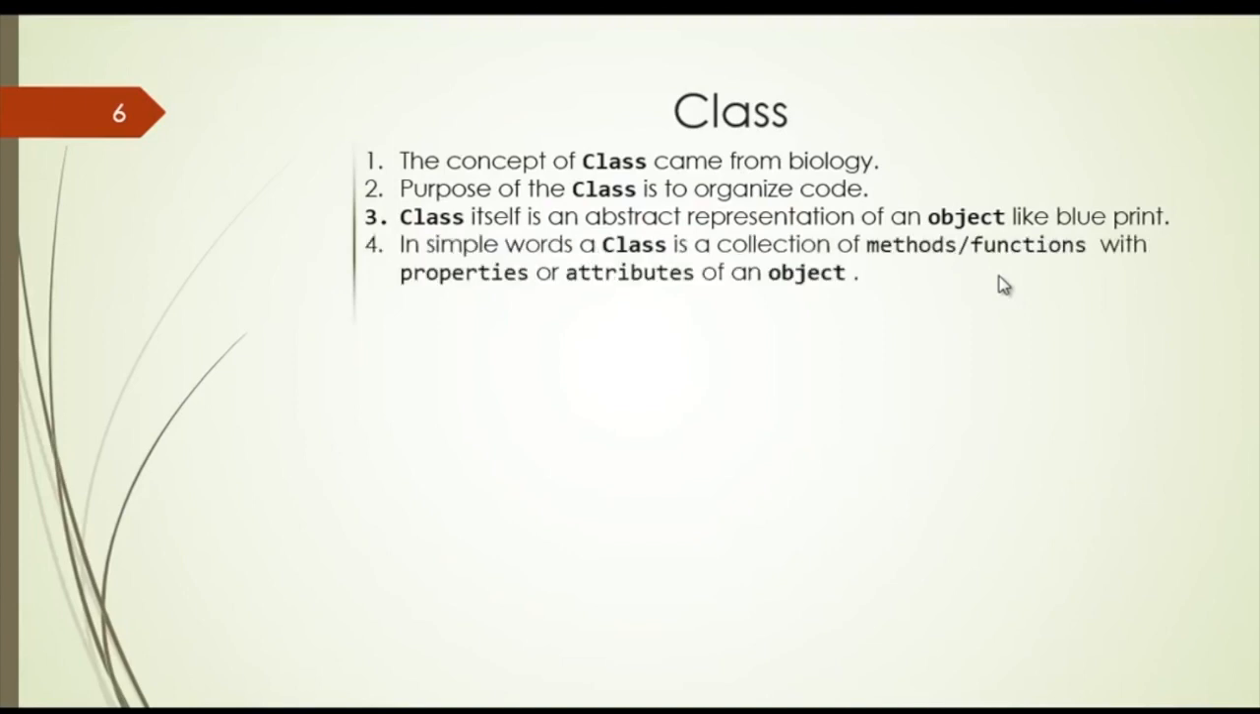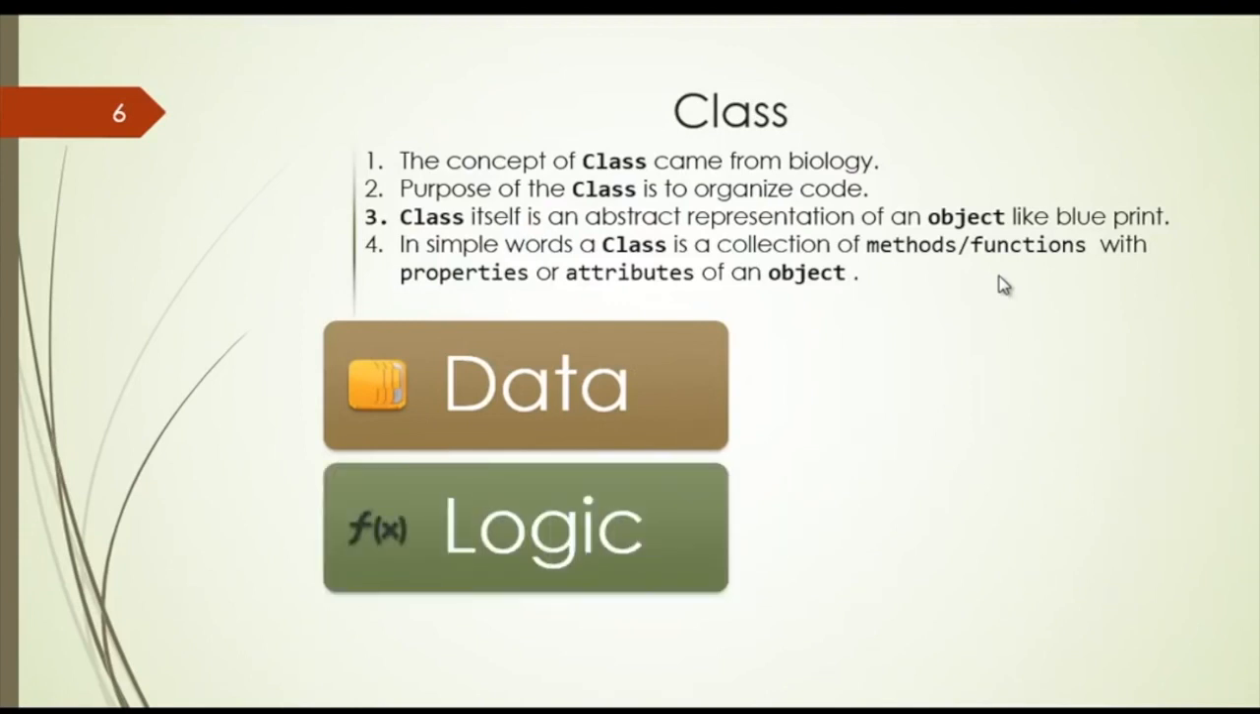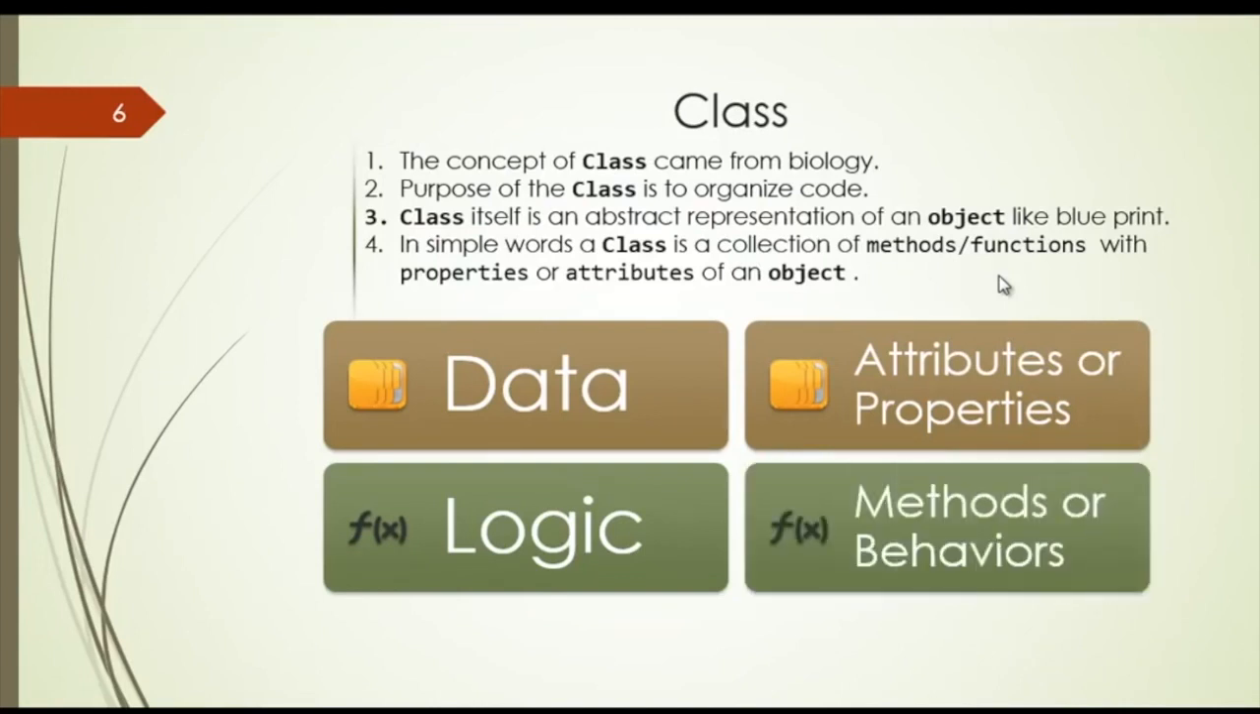In simple words, a class is a collection of methods and properties. A class should have 2 layers: one is data and another is logic. The data layer is also known as attributes or properties, and the logic is also known as functions, methods, or behaviors.